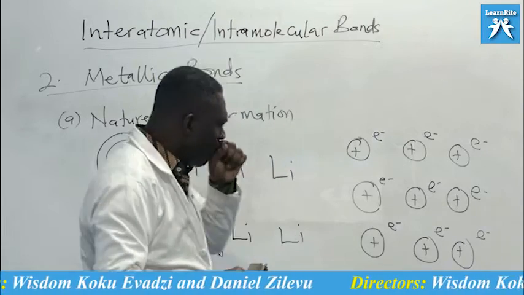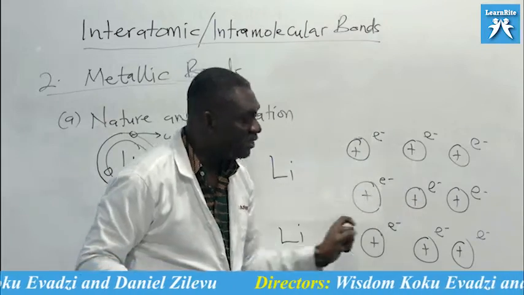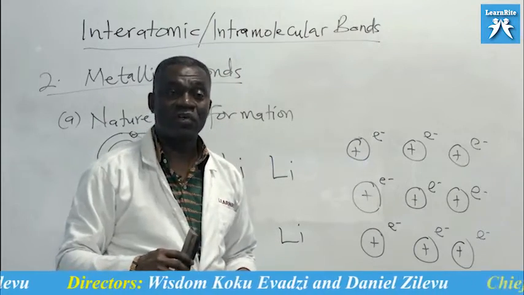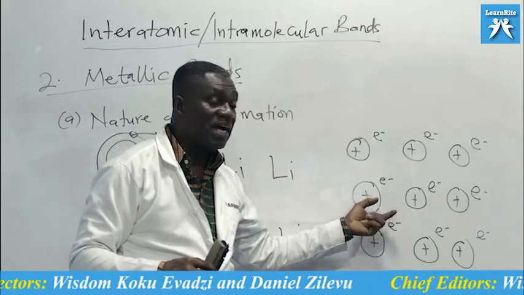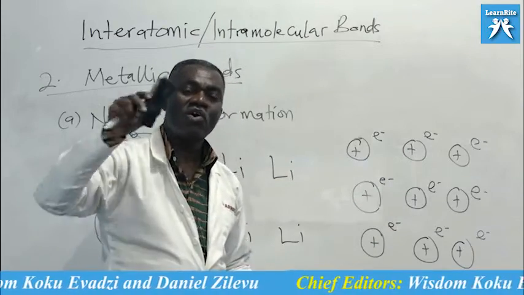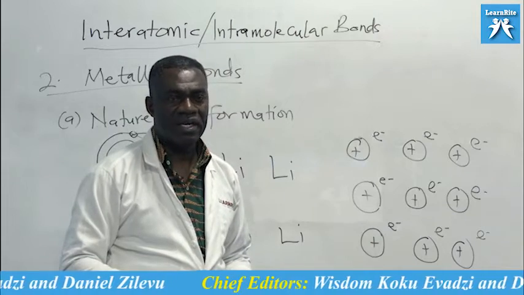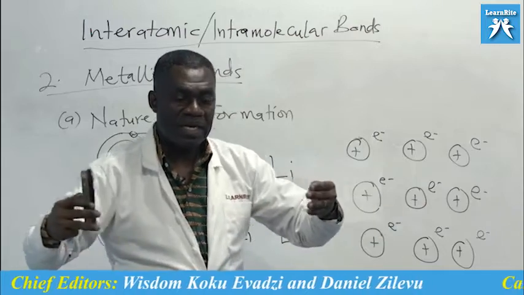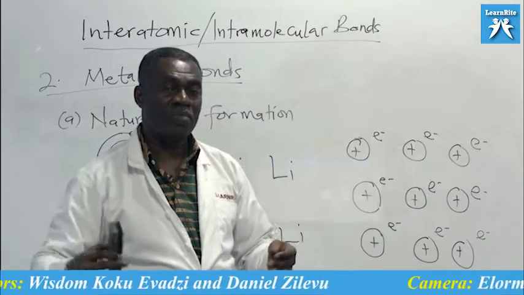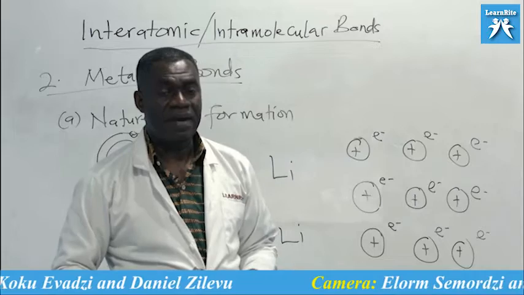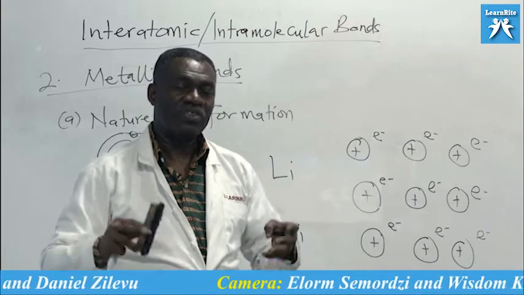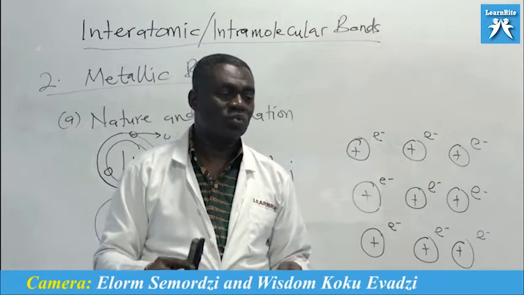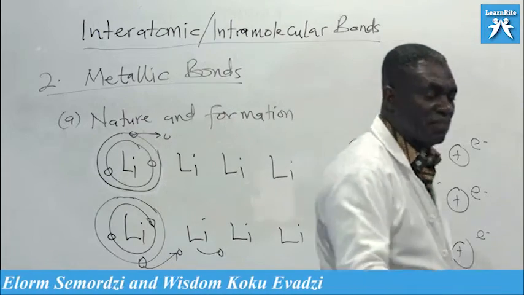Okay, so the positive centers are held in position by a strong electrostatic force that is formed between the positive center and the free or delocalized mobile electrons. The electrons, when they leave the valence shell, all the positive centers will be formed because of the electrons leaving their valence shell. And so the two are held together by a strong electrostatic force of attraction. And this is what holds every metal in place like this.